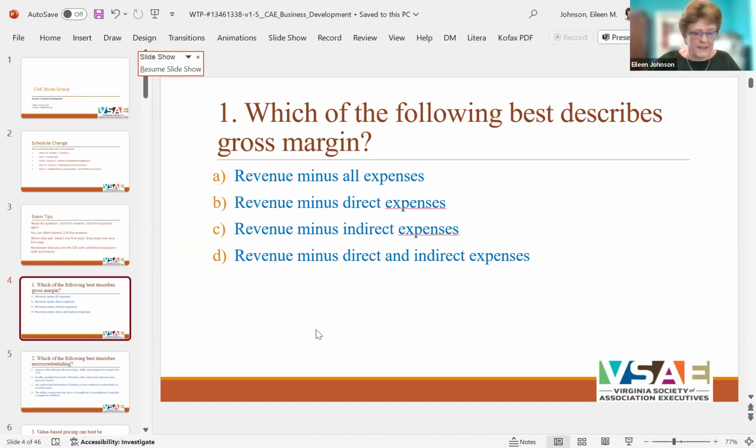What if I told you the correct answer is A, revenue minus all expenses? I think the answer here is revenue minus all expenses, and that's because you're looking at the gross margin. And that's just the basic definition of gross margin. It's pretty simple.